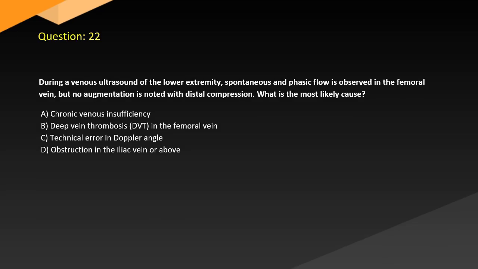Question 22. During a venous ultrasound of the lower extremity, spontaneous and phasic flow is observed in the femoral vein, but no augmentation is noted with distal compression. What is the most likely cause? A. Chronic venous insufficiency. B. Deep vein thrombus, DVT, in the femoral vein. C. Technical error in Doppler angle. D. Obstruction in the iliac vein or above.